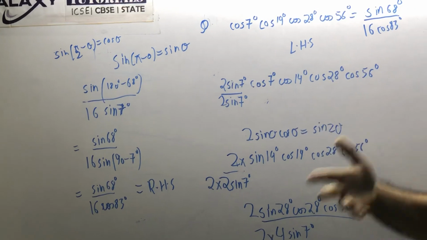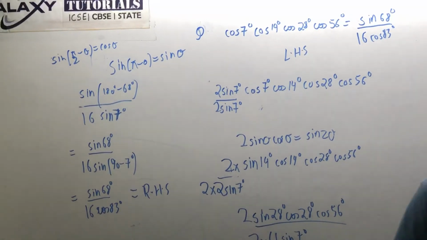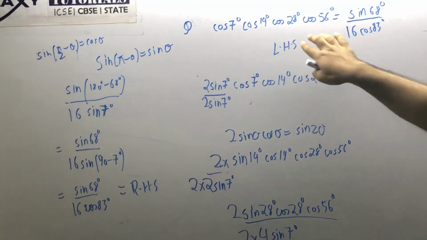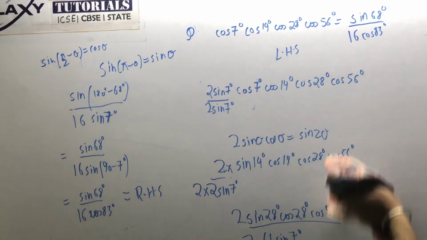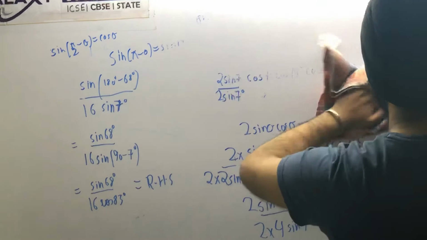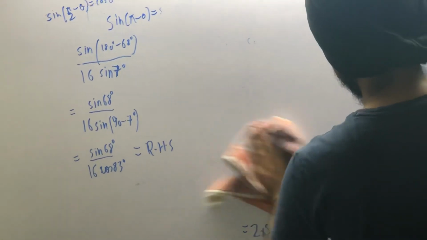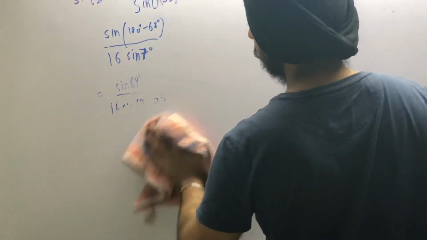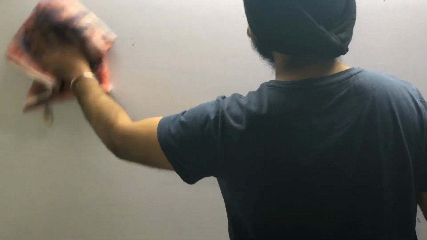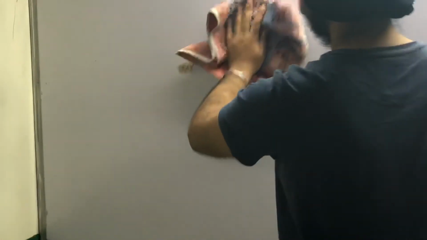So what does this indicate? That you have to somehow use the sin 2 theta property. In almost all of the questions of this type you use this property. Just remember that. So let's go ahead. Now let us do the next question.